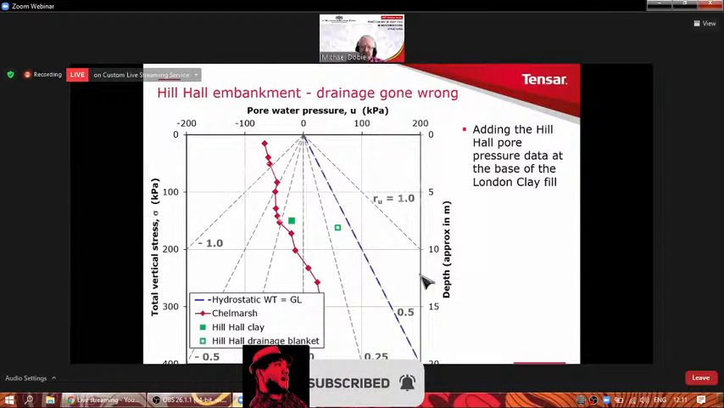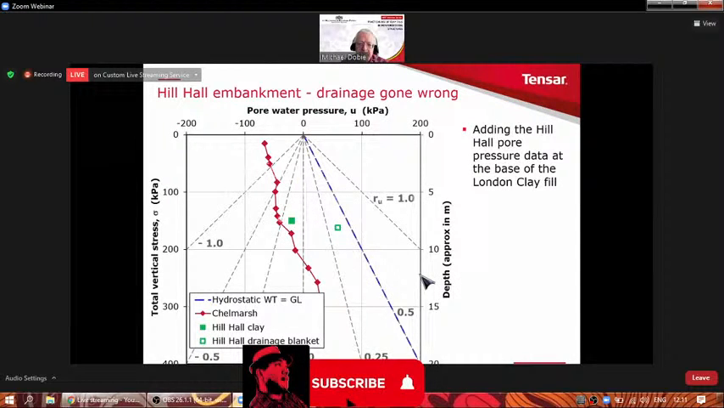And if I go back to this diagram and I plot that information, the solid green is the base of the clay. You can see how it matches the typical behavior we'd expect from a clay fill. And you can also imagine that near the top it would be a much greater suction than we see down at 8 or 9 meters. And then the open green dot is the behavior in the drainage blanket.